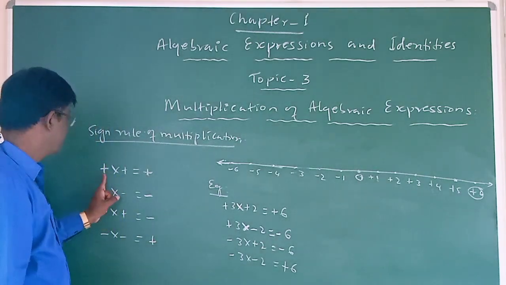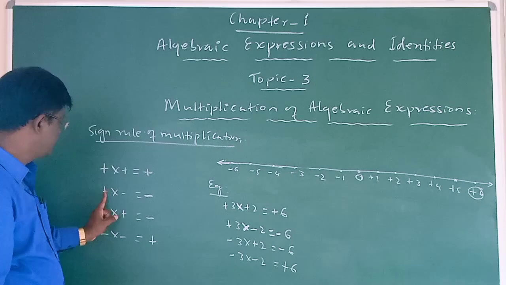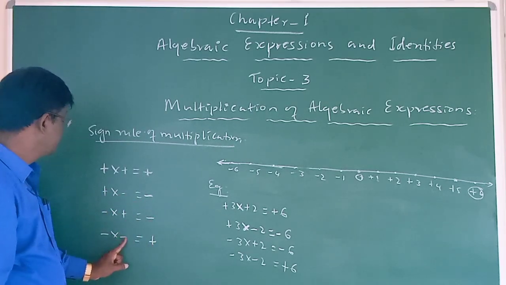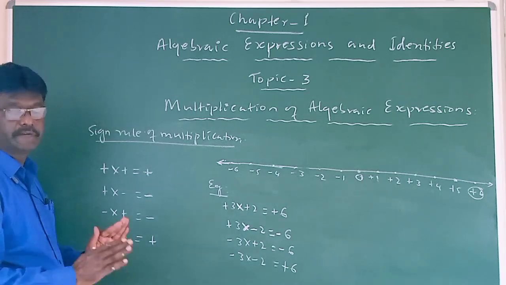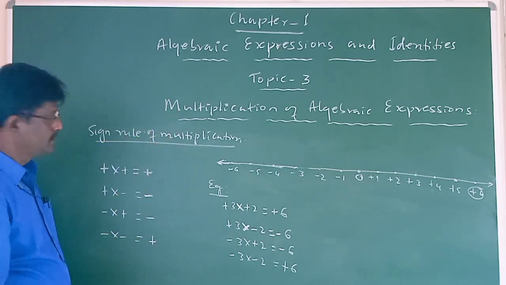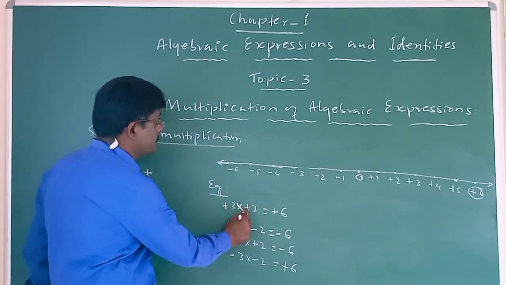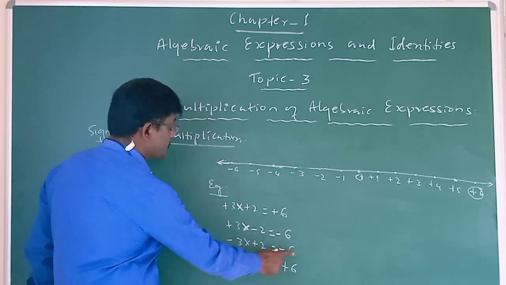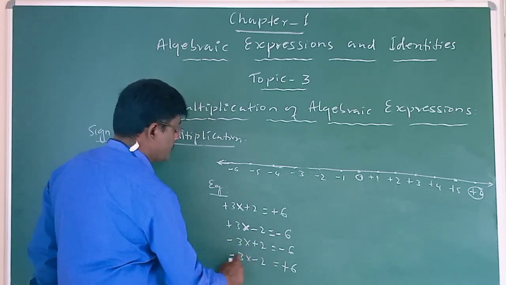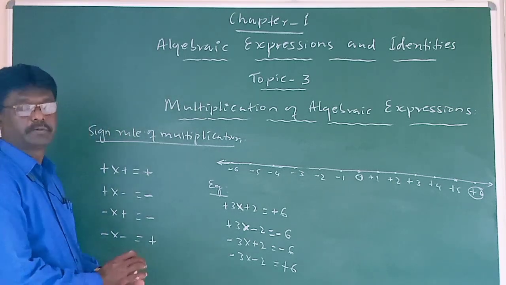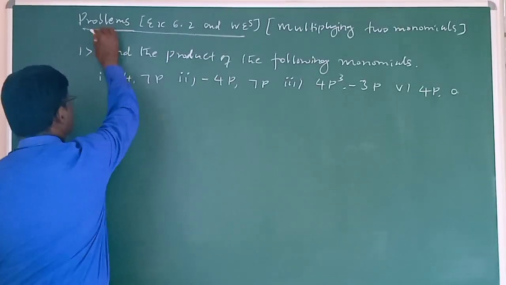Plus into plus is plus, plus into minus is minus, minus into plus is minus, minus into minus is plus. This is the basic sign rule in case of multiplication. Simple examples: plus into plus, plus 6; plus into minus, minus, 3 twos are 6; minus into plus, minus; minus into minus, plus, 3 twos are 6. We shall take now problems on algebra.